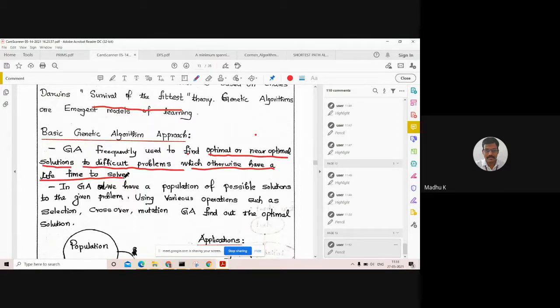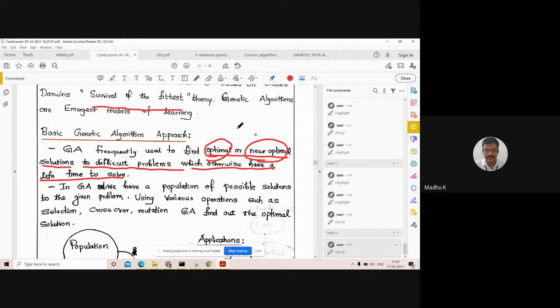Okay. So by applying the genetic algorithm concepts on such algorithms, you will get a solution which is optimal or near optimal in a very fast way. That is the importance. We will get the answers very fast. So, for example, the best example is the shortest path finding problem.